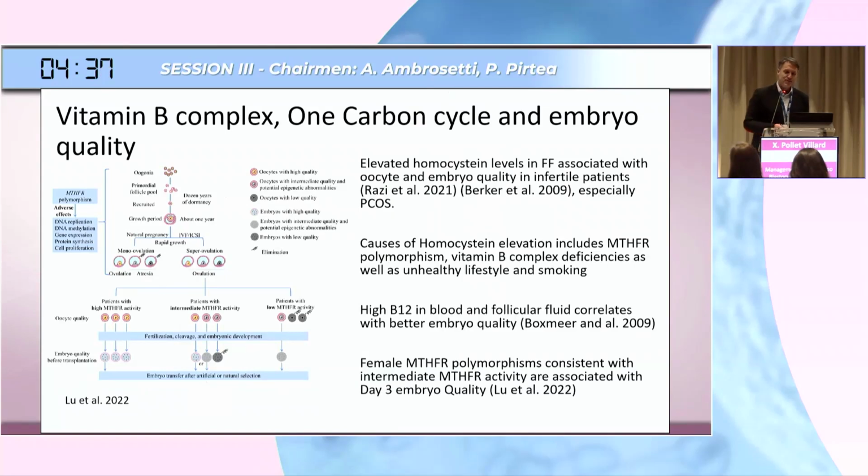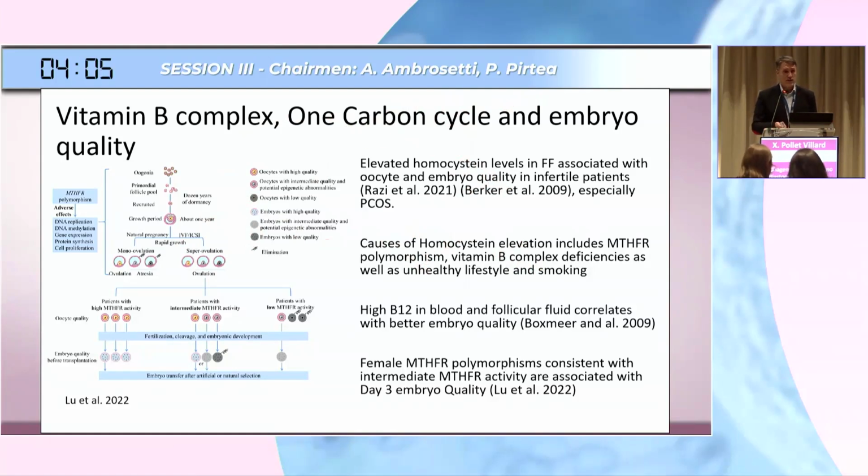Vitamin B complex. We often hear about MTHFR, folate, and everything. What is known is that elevated homocysteine levels in follicular fluid are associated with oocyte and embryo quality in infertile patients, and especially PCOS. But the causes of homocysteine elevation include MTHFR polymorphism, vitamin B complex deficiencies, as well as unhealthy lifestyle and especially smoking. And we also know that high B12 in blood and follicular fluid correlates with a better embryo quality.